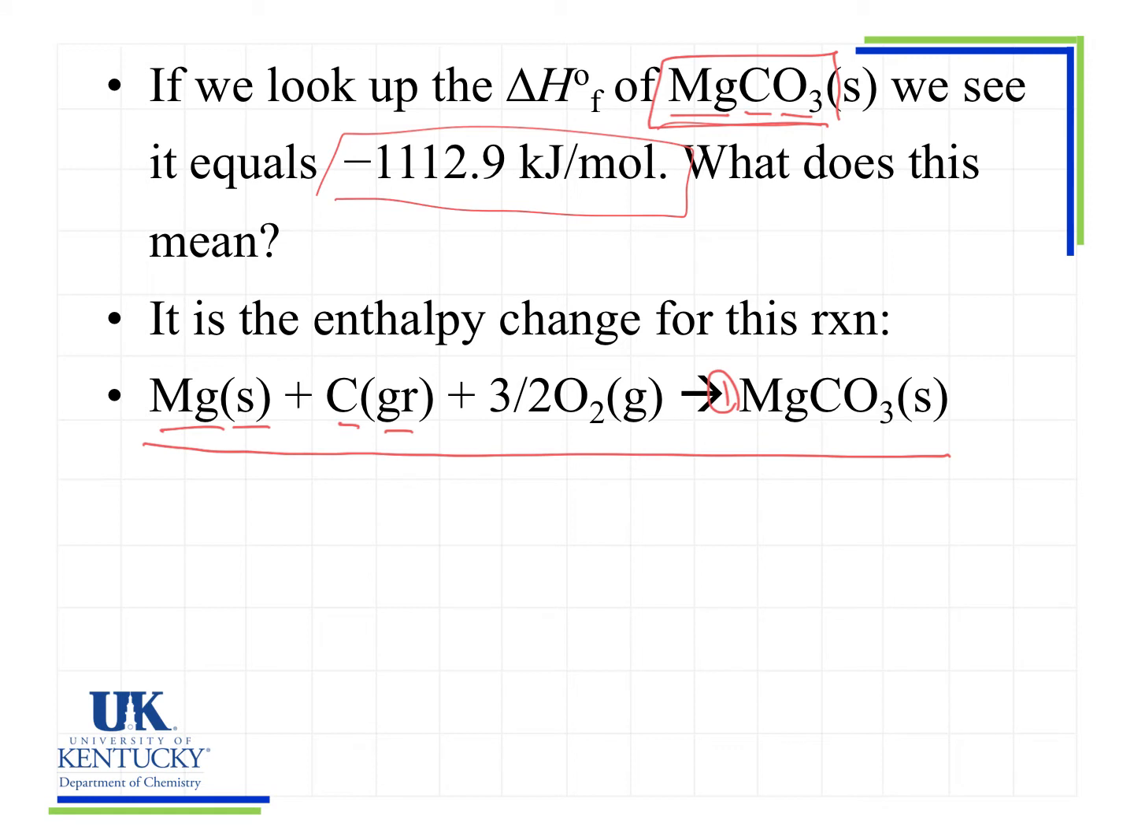These three components should be in their standard state, otherwise it is not delta H of formation. Then you balance the equation in a way that you have 1 mole of the product. When we were balancing equations before, we didn't leave a ratio like this. But for the delta H of formation, because by definition it's for 1 mole of the compound, we balance it so that we have only one of that compound. So that is the chemical equation for the formation of magnesium carbonate.